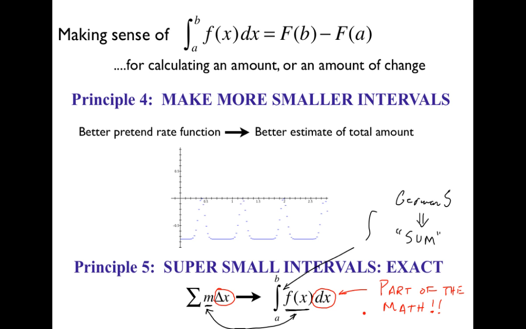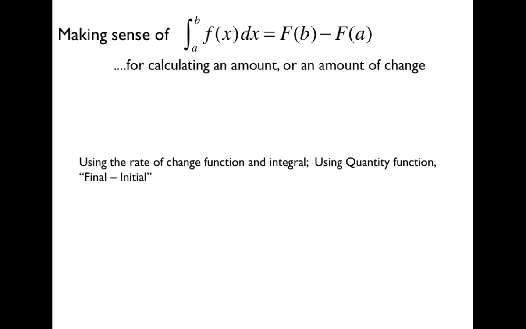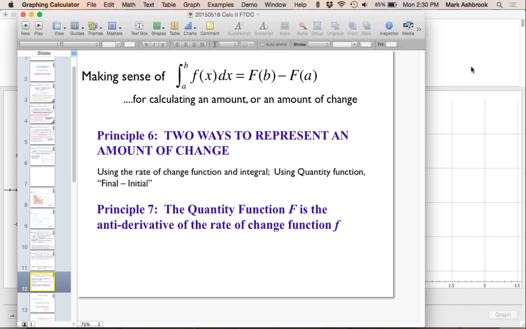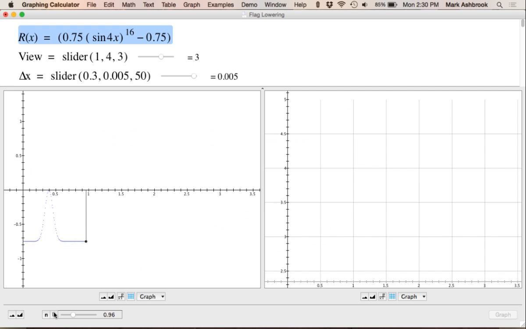So basically now we've made sense of the left side of the fundamental theorem: it's the sum of lots of little changes, and we use the rate function to get those little changes. We're summing all those up to get the total change. Okay, so now let's go on from there. Let's now talk about the height of the flag function. So this is our rate function on this side.